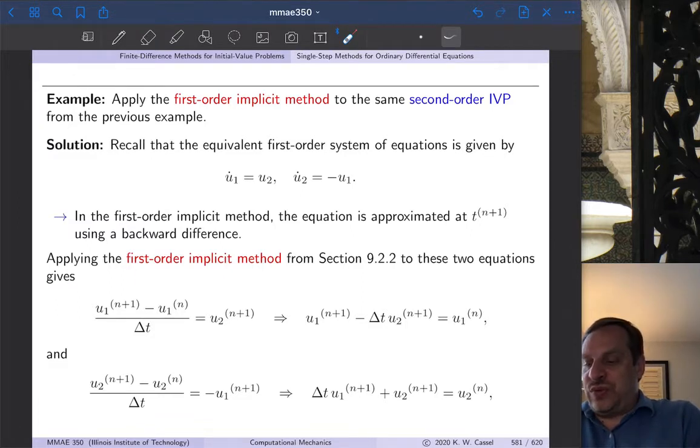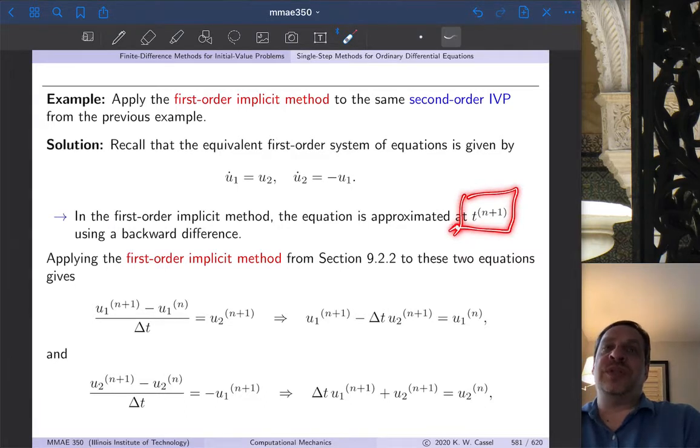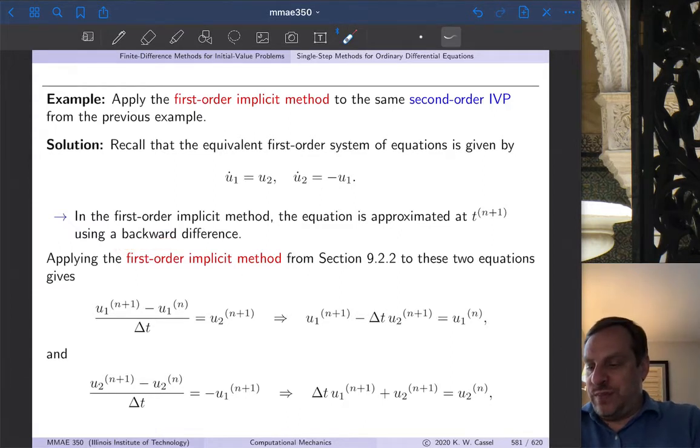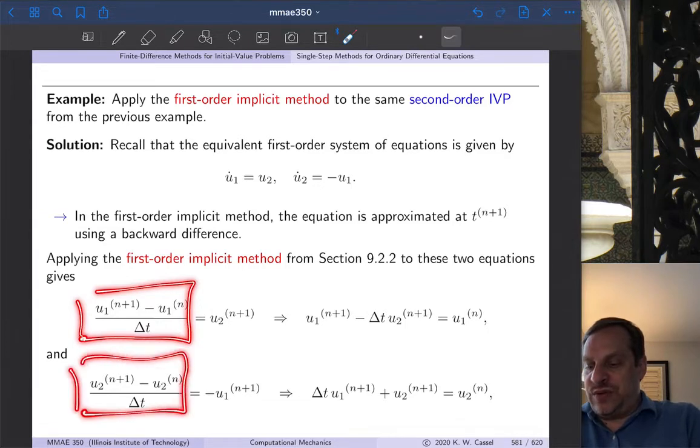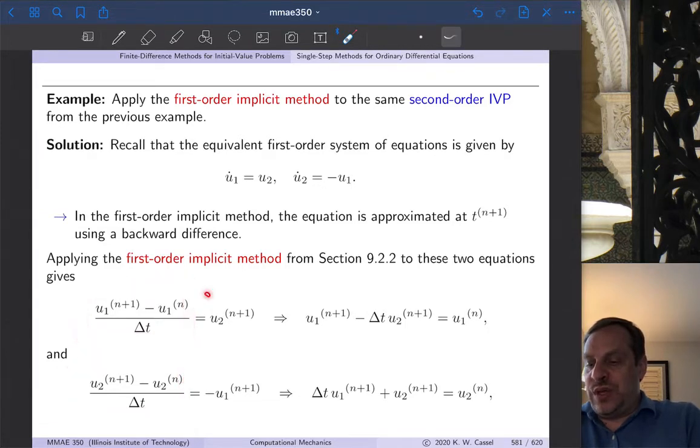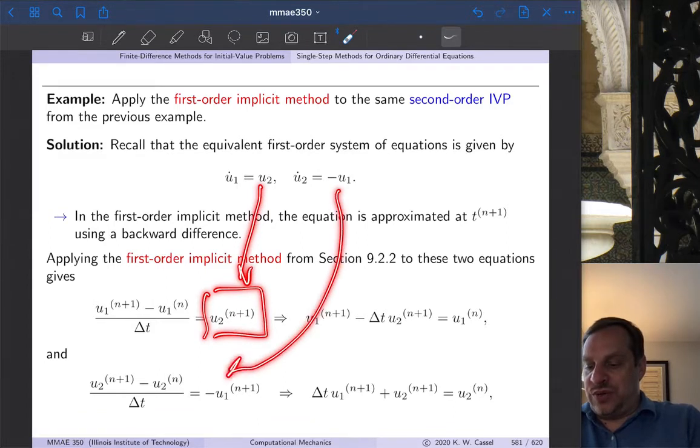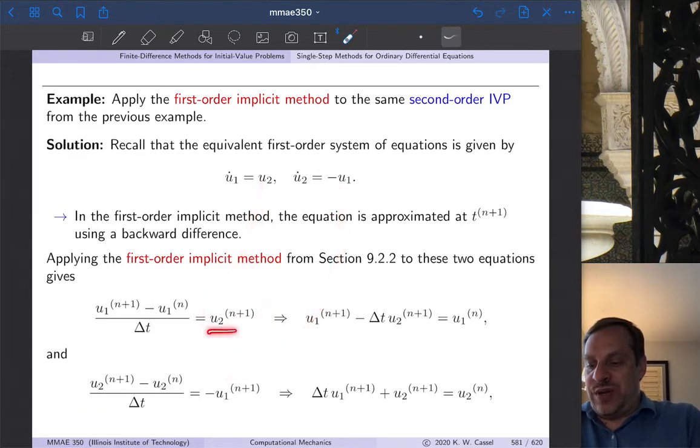So in the first order implicit method, remember that we approximate the equation at the next time level, tn plus 1 instead of tn. So now we're using a backward difference for the time derivative instead of a forward difference. So this is now a backward difference on the left for u1 and u2, and then the right-hand side is just the u2 and the minus u1, and they're evaluated now at the new time level, which we don't know.